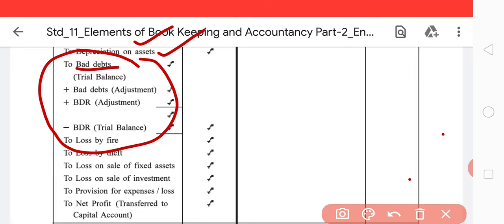It is one bad debt which is given in the trial balance. It needs to be added with the bad debt adjustment, plus bad debt reserve adjustment, minus bad debt reserve trial balance. This is a perfect table which you need to prepare whenever you start a sum and whenever you have the transactions of debtors and bad debt.